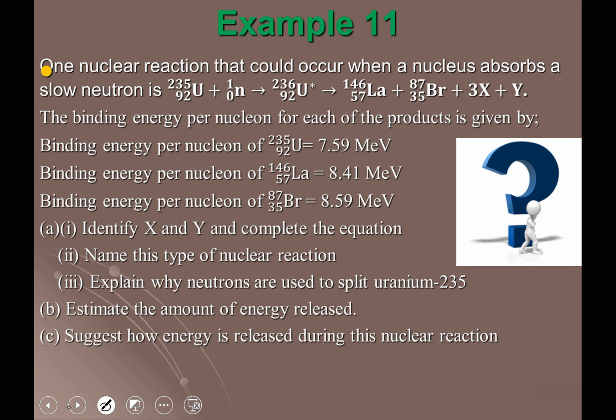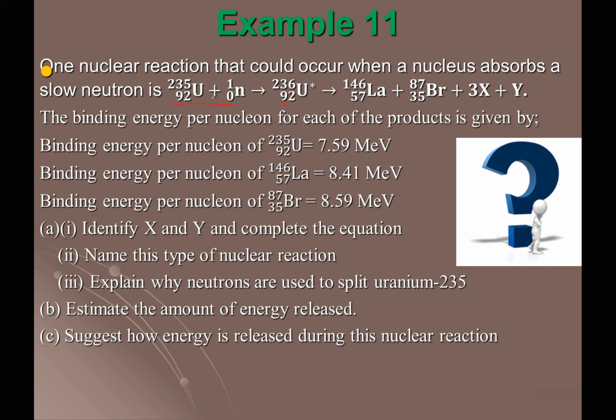One nuclear reaction that could occur when a nucleus absorbs a slow neutron is shown here. I think we have already seen such. Uranium-235 absorbs a neutron, which is n (1, 0), to form uranium-236, to give us La, that is lanthanum, and Br, bromine, plus 3X plus Y.